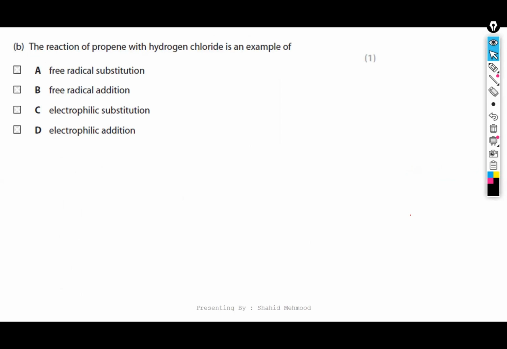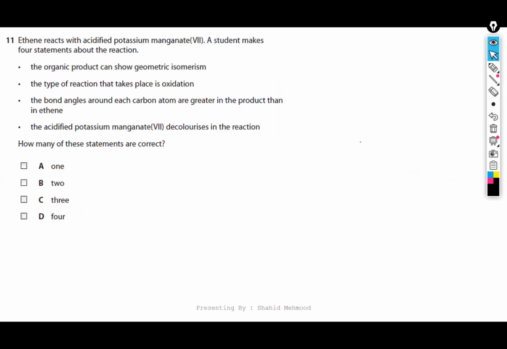And the reaction, part B: the reaction of propene with hydrogen chloride is an example of... all alkene reactions are addition reactions. So either this or this, and they are electrophilic addition. So option D is the correct option.